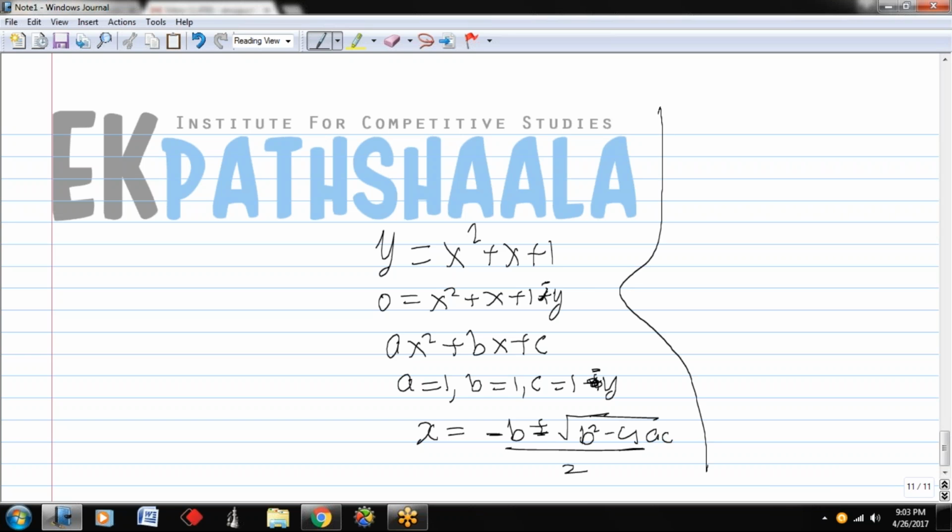Minus b plus minus root of b square minus 4ac upon 2a. Let us put the values back in here. So x becomes minus 1 plus minus root of b square minus 4ac, divided by 2a.